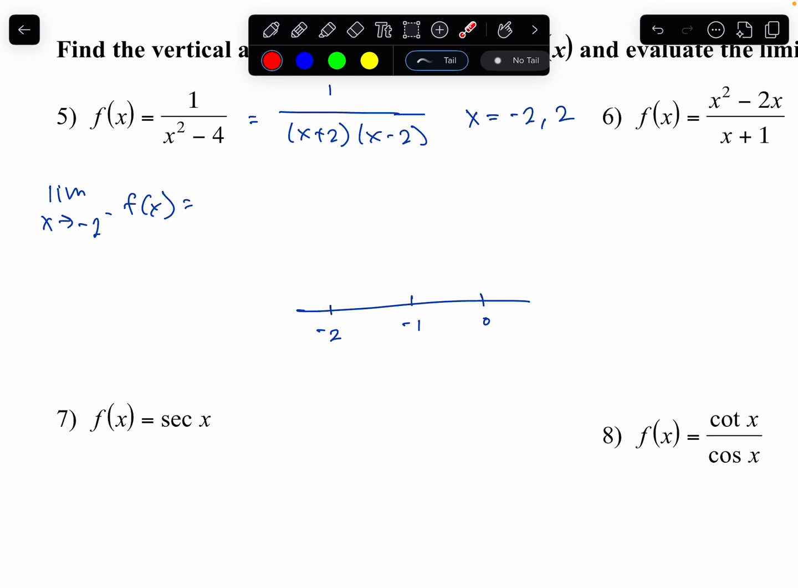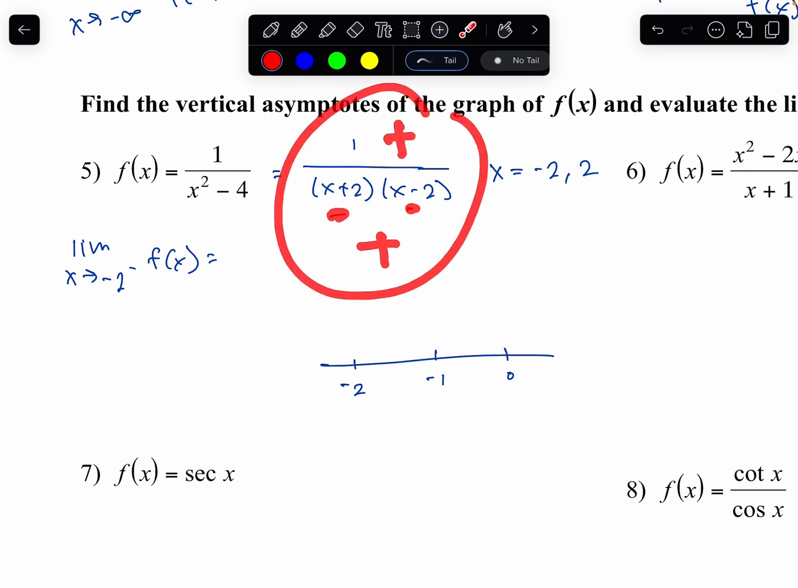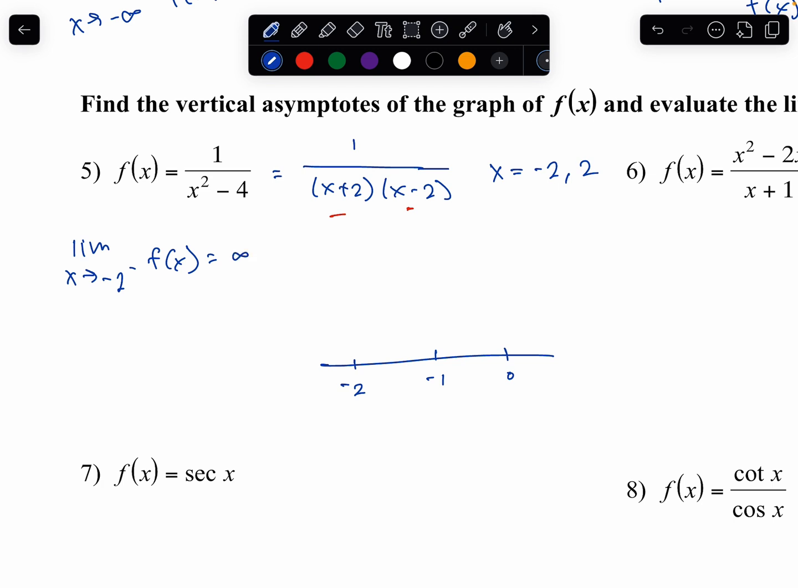And if I were to place a number like that in these factors right here, I'm going to keep in mind that the numerator is always positive. But if I'm plugging in a number slightly less than that, will it make the denominator positive or negative? So if I place a number like -2.001 here, that's going to make this factor negative. If I place -2.001 here, that's going to make that also negative. And so negative times a negative would be a positive, and we have a positive in the numerator, so together it would be positive. So this should be positive infinity.